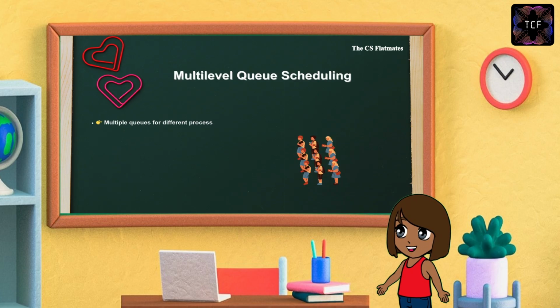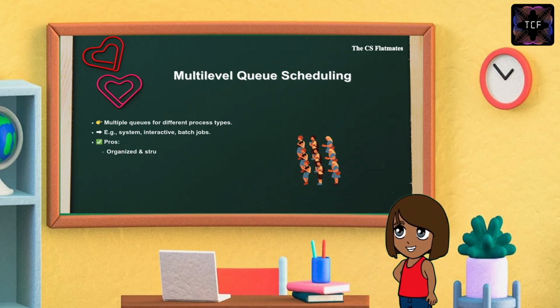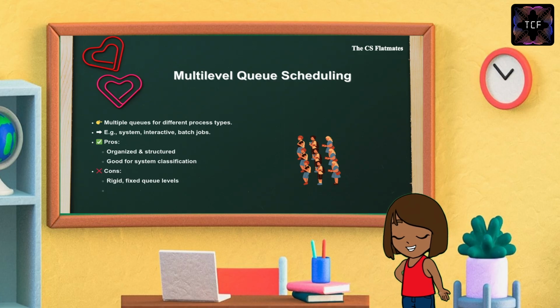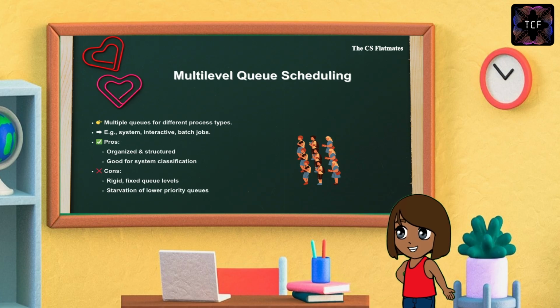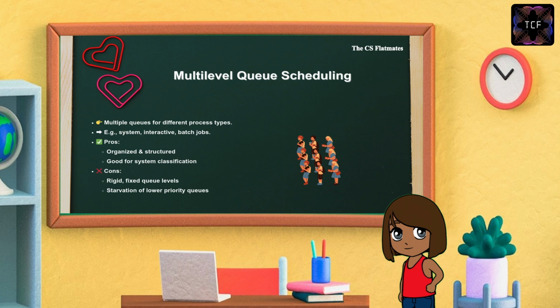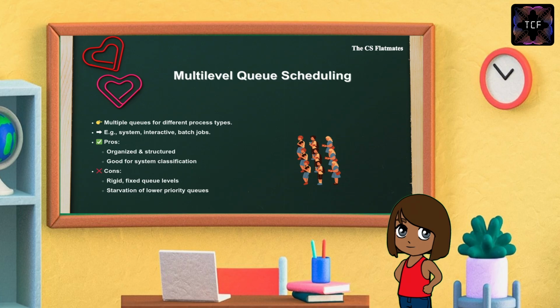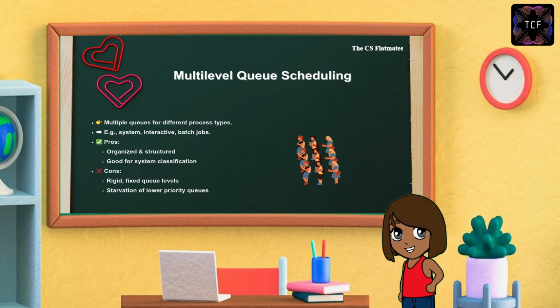Fifth one, multi-level queue scheduling. How it works: divide processes into different groups or queues based on type. Example: system processes, interactive processes, batch jobs. Each queue has its own scheduling algorithm. Queues have priorities. Real life example: in an airport, there are different lines for economy, business, VIP travelers. VIP is served first. Pros: organized management of different types of processes, suitable for complex systems. Cons: rigid. A process cannot change queues easily.